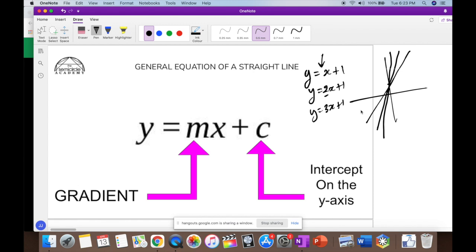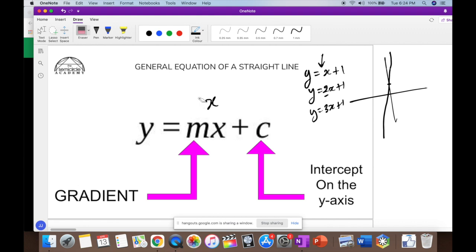So we can see here that this is the general equation of a line, and this number in front, m, is the gradient, or how steep the line is. And you can tell that when this number is a negative, then the line is actually sloped this way instead. And this here is the intercept on the y-axis, where the line actually cuts that y-axis right over here.